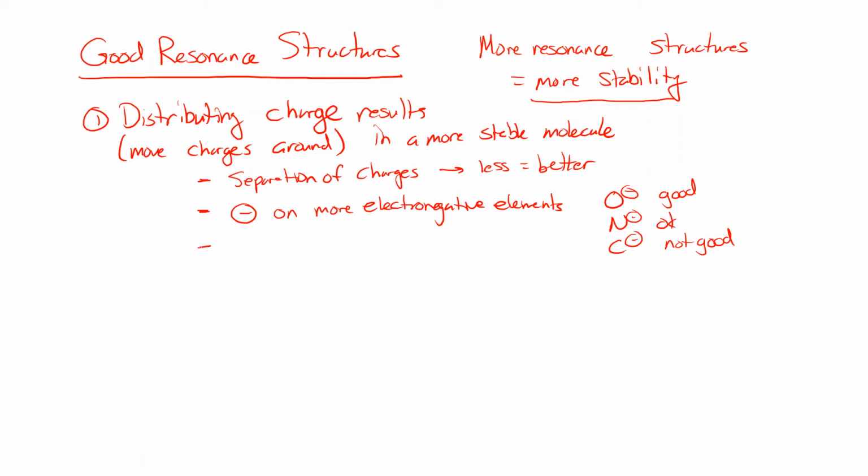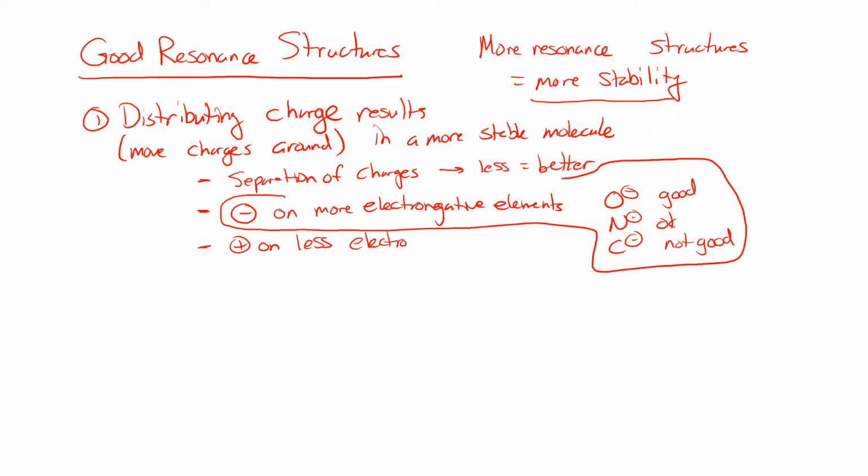The opposite is also true, right? Positive charge on less electronegative elements. I should make sure that this is clear. This is all part of this thing, right? And so positive charge would be in the opposite direction. Nitrogens are going to be better than oxygens with positive charge on them. Oxygen is going to be better than fluorine with a positive charge on it.